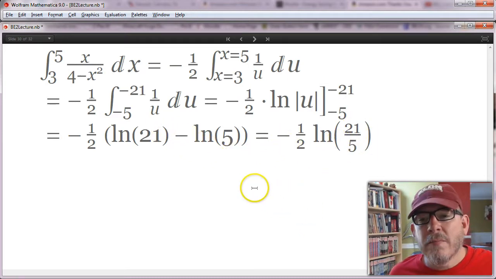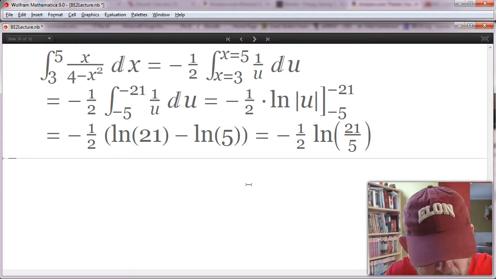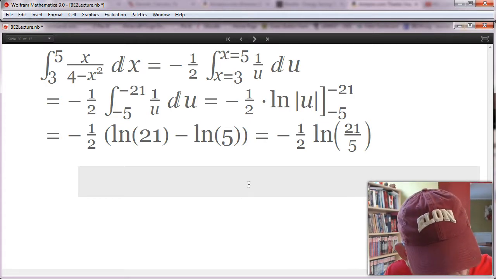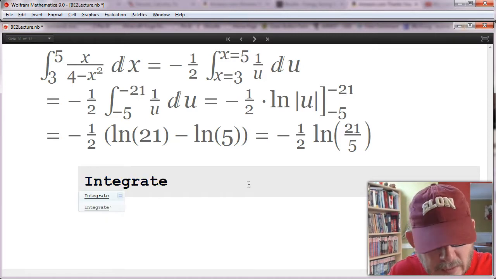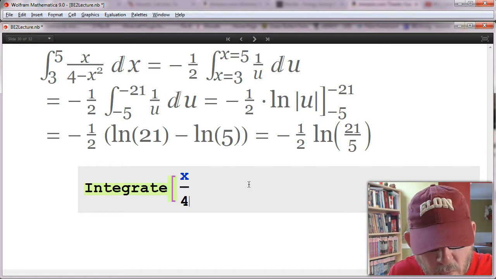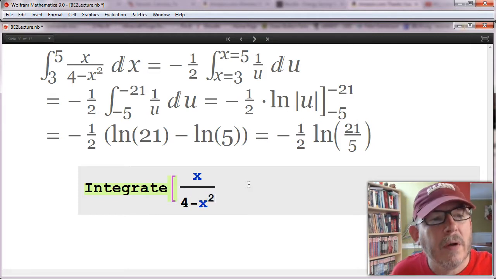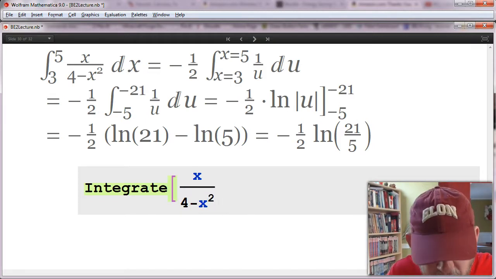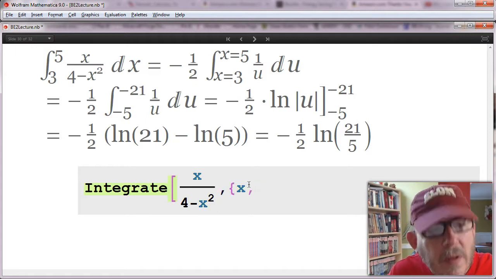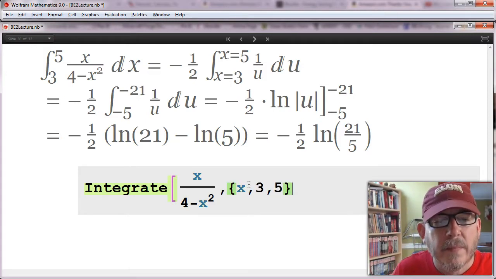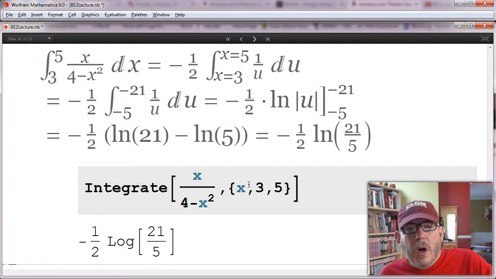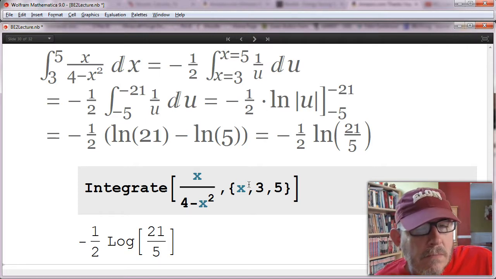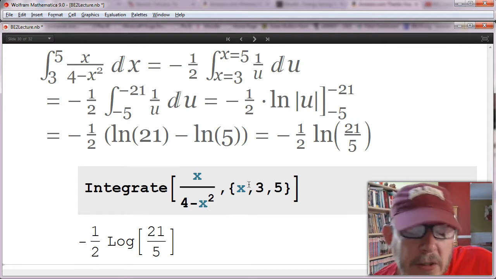Now, let's just see real quick what the integral command would have done for us. Integrate x over 4 minus x squared, right? Now, how would we have done this? x, comma, 3, comma, 5. Let's see what it does. Took it a while. I think I could have beat it. I could have. But it's still beautiful stuff.